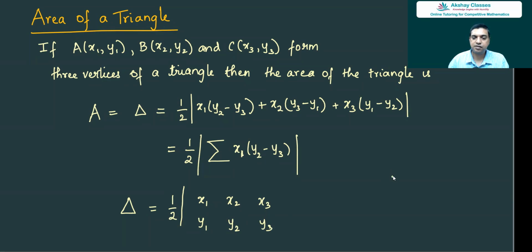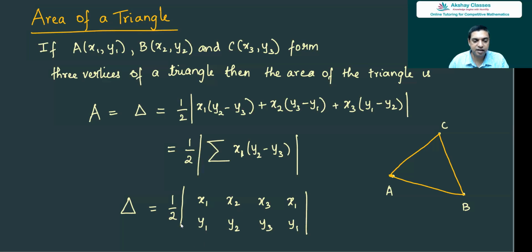After that, in cycle, see, it is like this: A, B, C. To form this triangle, you go from A to B, then from B to C, and again from C, you come back to A. So similar concept, from A to B, B to C, from C to A, again. So write the coordinates of A again. So I write modulus of x1, y1, x2, y2, x3, y3, x1, y1.